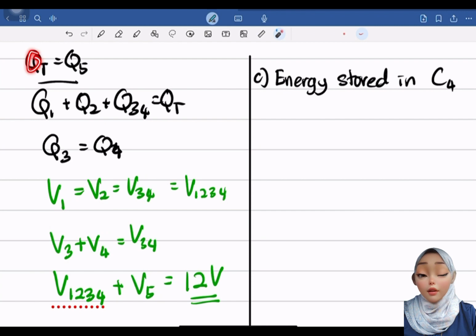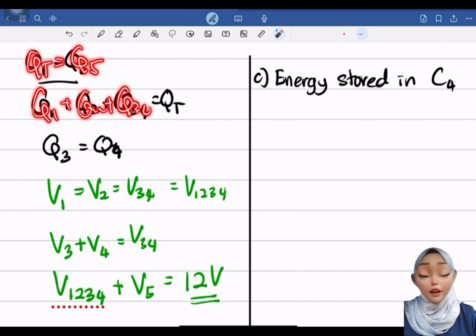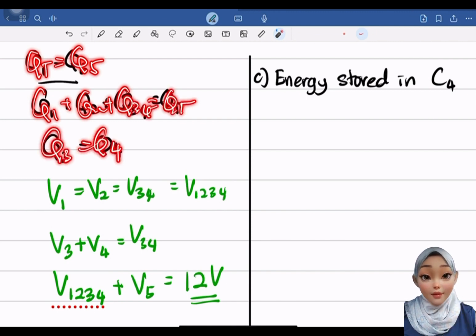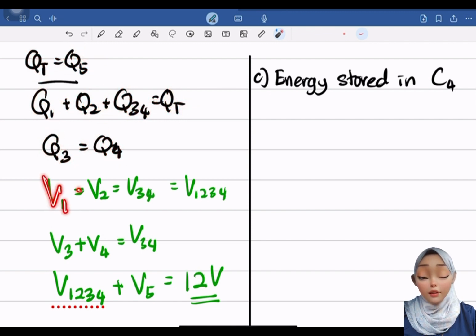Okay, kita tahu bahawa Q total sama dengan Q5, Q1 campur dengan Q2 campur dengan Q34 ialah Q total, and then Q3 ialah Q4 sebab dia dalam sungai yang sama. And then kita tahu V1 sama dengan V2 sama dengan V34 sama dengan V1234, and then V3 campur dengan V4 ialah V34 sebab dia ialah kaki yang berbeza sebab dia duduk dalam series, kan?